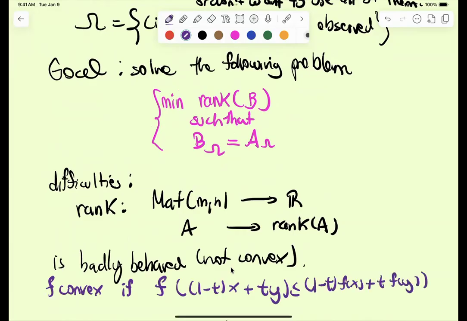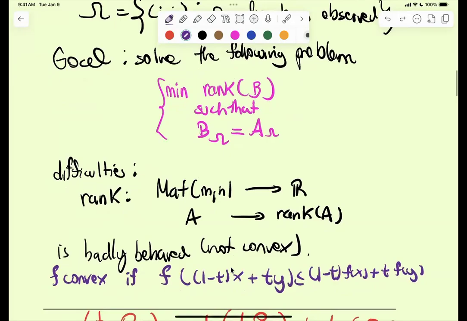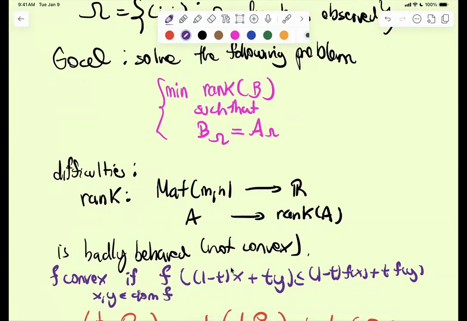So here, x and y are values in the domain of the function, and t is the convexity parameter, because convexity involves the segment between the points. So t is how much of each generates the segment from x to y. It's a number between 0 and 1.